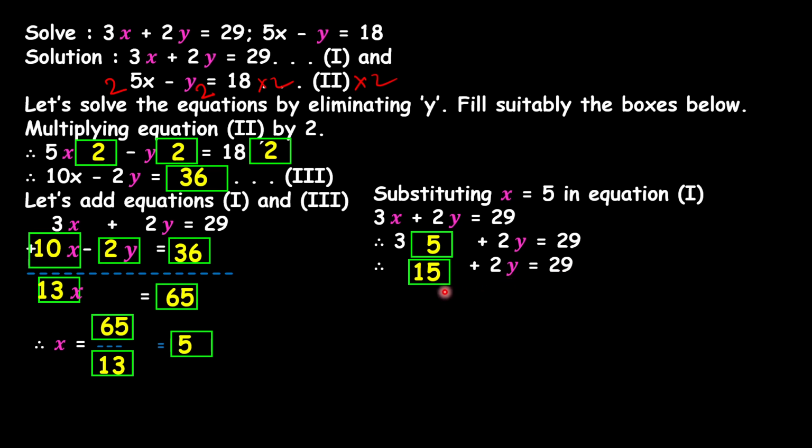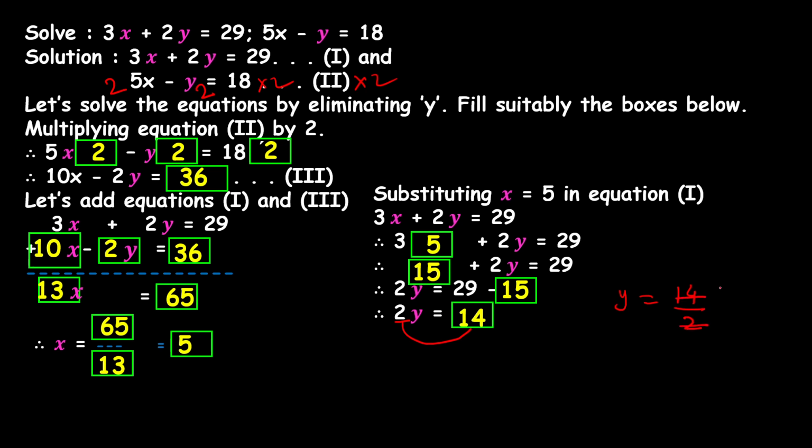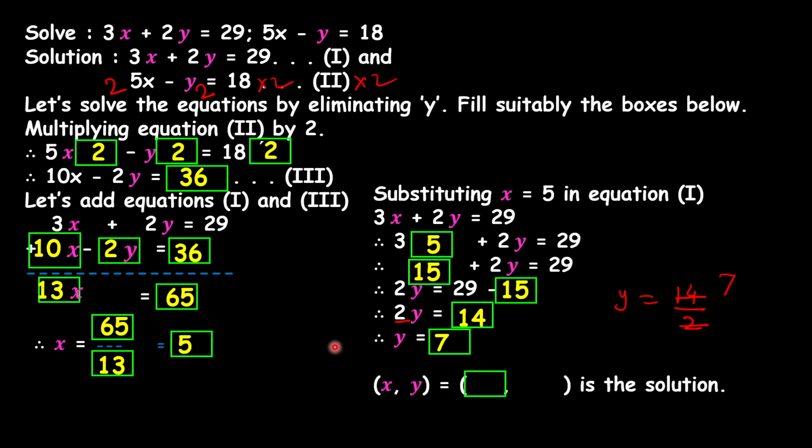To find the value of 2y, we have to transfer this 15 to RHS. Plus 15 becomes minus 15. 29 minus 15 is how much? 14. Now to find the value of y, we have to transfer this 2 to RHS. Therefore multiply 2 becomes divide by 2. Dividing by 2 we will get 2 1s are 2, 2 7s are 14. Therefore y is equal to how much? 7. Therefore the ordered pair x comma y is equal to, value of x is 5 comma value of y is 7, is the solution of the given equation.